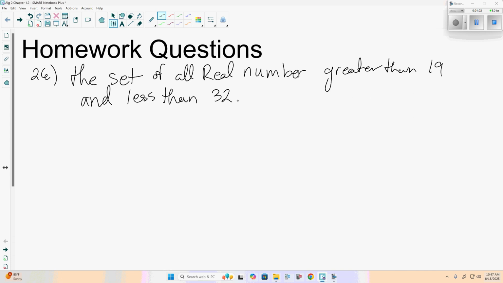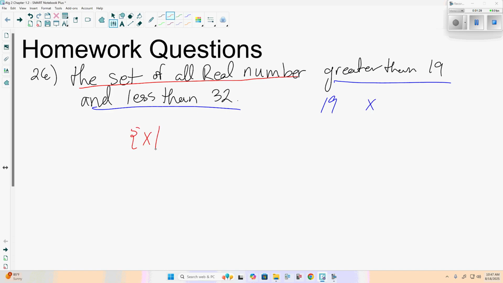So there's two things we need for set builder notation, because it asks us to write in set builder notation. It's our group of numbers, what numbers we're talking about. So we're talking about the real numbers. And then our description, greater than 19 and less than 32. Now we need to rewrite that as an inequality. So yes, we will have our brace x bar for our set of all real numbers.